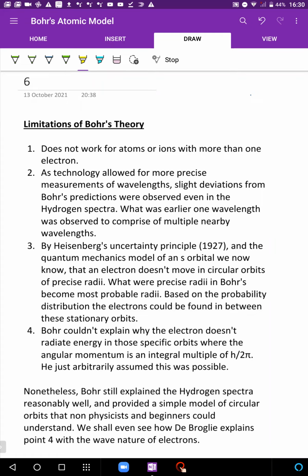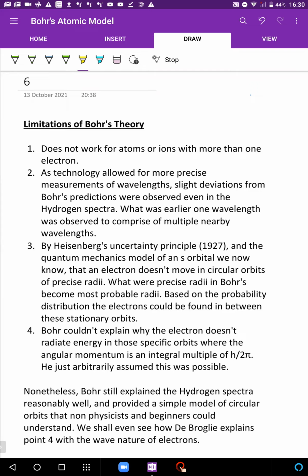हो सकता है electronic screening वगैरह थोड़ा, if you take into account, you can make some adjustments. But I think, yeah, Bohr's theory on its own doesn't go beyond one electron, doesn't work for that. The second point is interesting.